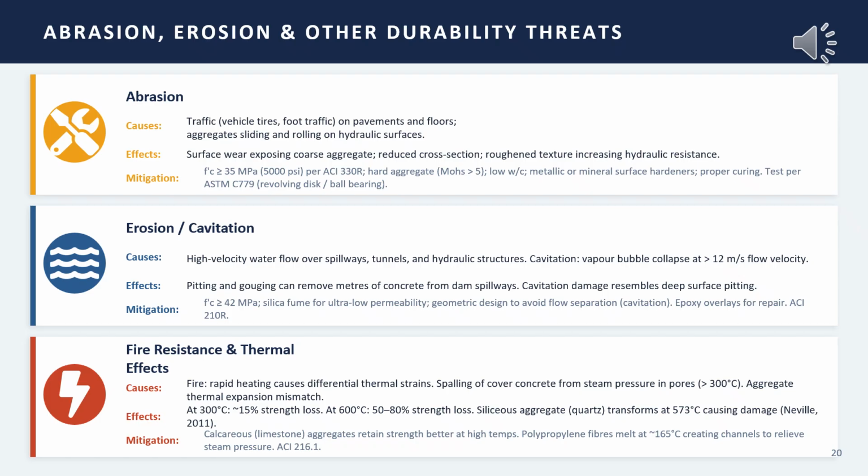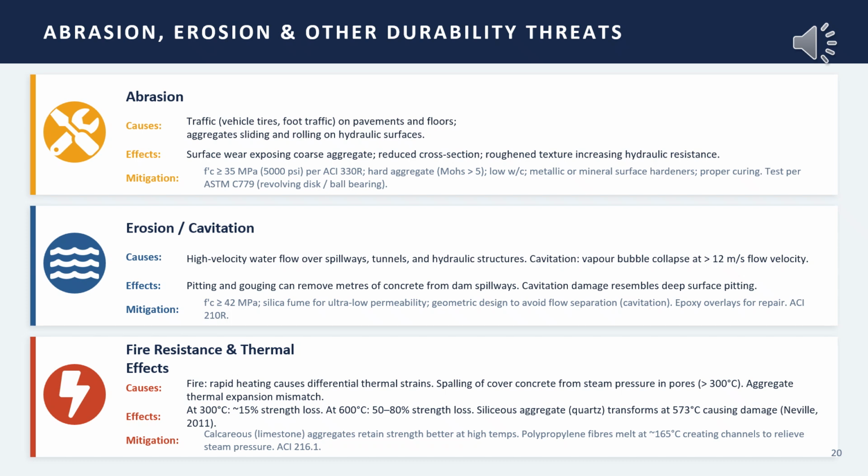And now finally, fire resistance and thermal effects. Remember that concrete generally behaves well in fire. It's non-combustible and has low thermal conductivity, but at high temperature, the strength of concrete degrades significantly. For example, at 300 degrees Celsius, you can lose about 15% of concrete strength. At 600 degrees Celsius, losses of 50 to 80% are typical.